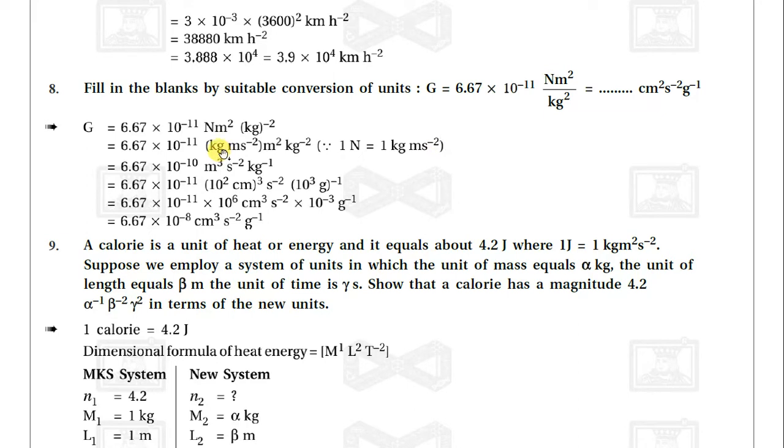So we will convert kilogram meter second raised to minus 2 into meter square into kilogram raised to minus 2. So we will get the value equal to meter cube second raised to minus 2 and kilogram raised to minus 1. So see here, the meter will convert into centimeter, 10 raised to 2 centimeter cube, and 10 raised to 3 gram raised to minus 1. So we will get the final value as 6.67 into 10 raised to minus 8 centimeter cube second raised to minus 2 and gram raised to minus 1.